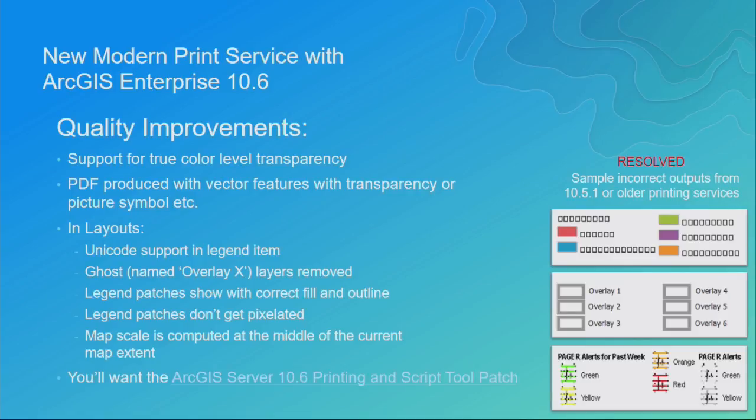And the main things are quality improvements associated with the print service. So these are quality improvements you'll also see in ArcGIS Pro itself. So support for true color level transparency, PDFs then are produced with vector features with transparency and proper picture symbols, not the heavy rasterization you may have seen from the previous version of the print service. In the layouts themselves, better Unicode support.